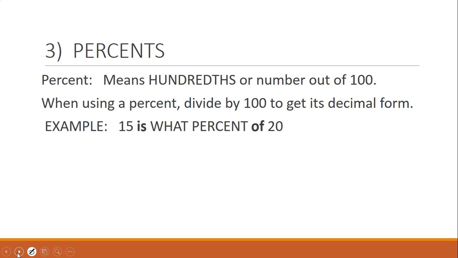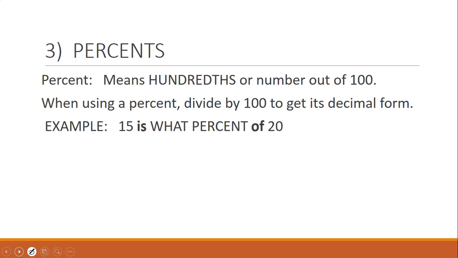So after we work with different types of numbers, we just need to remember that percents represent decimals or fractions. In fact, the word percent means hundredths or number out of 100. So when you're using a percent or talking about percent, you're really talking about how much out of 100. So you divide by 100 to get its decimal form.